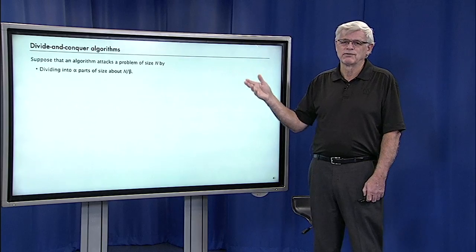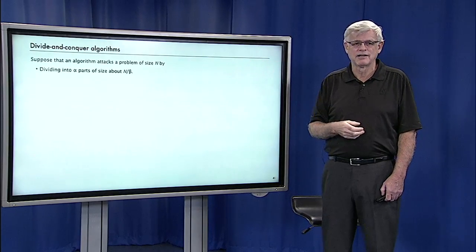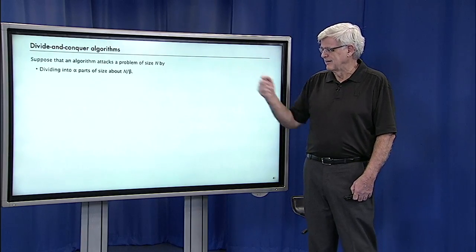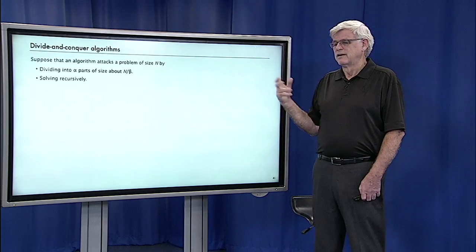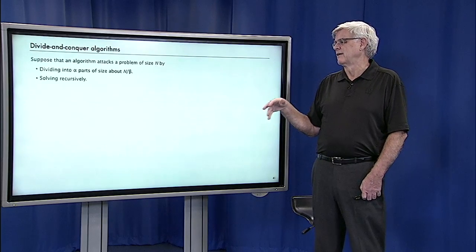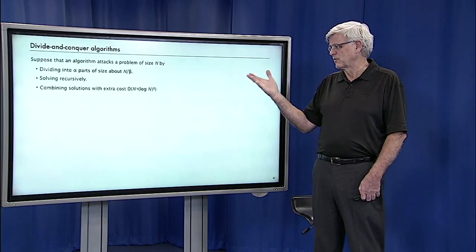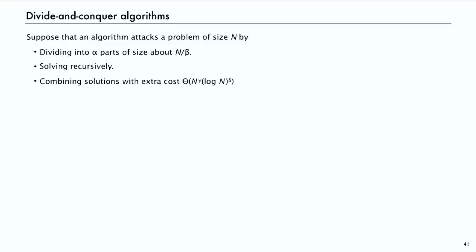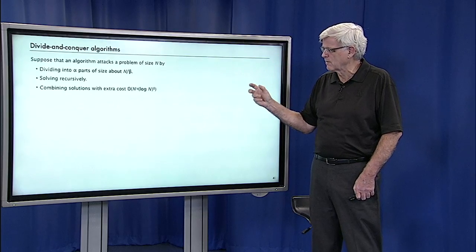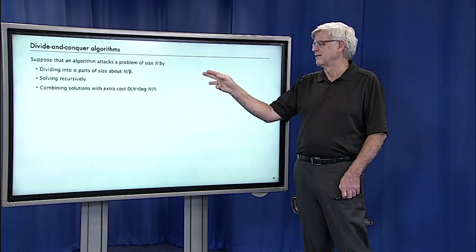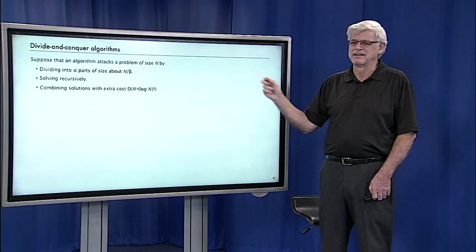Usually they try to do equal size. If you don't have equal size, then you have even more complications. So that's the first thing, divide into alpha parts of size n over beta. And then solve recursively, and then put the solution together somehow with extra cost that is described by a standard function. And in the theory of algorithms, remember, we don't care about the constant, we just want to get the order of growth. So we'll say theta of n to the gamma log n to the delta.